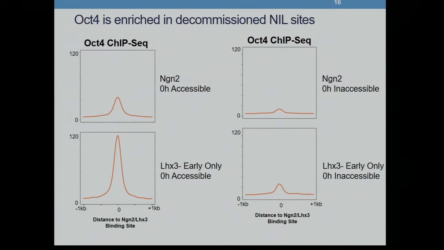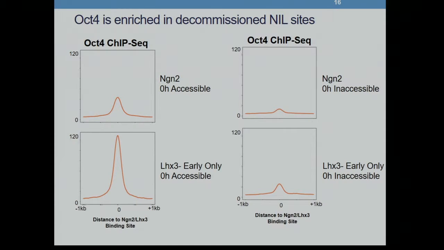And the same for LHX3 early only. You see that when they bind accessible sites, these sites had OCT4 enrichment, while these sites did not have OCT4 enrichment, at least compared to that. So that means that these sites were bound by OCT4, one of the pluripotency network transcription factors.